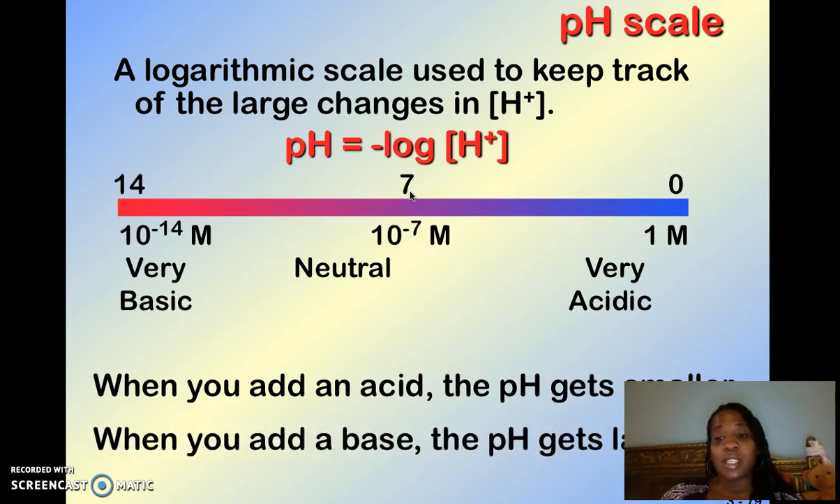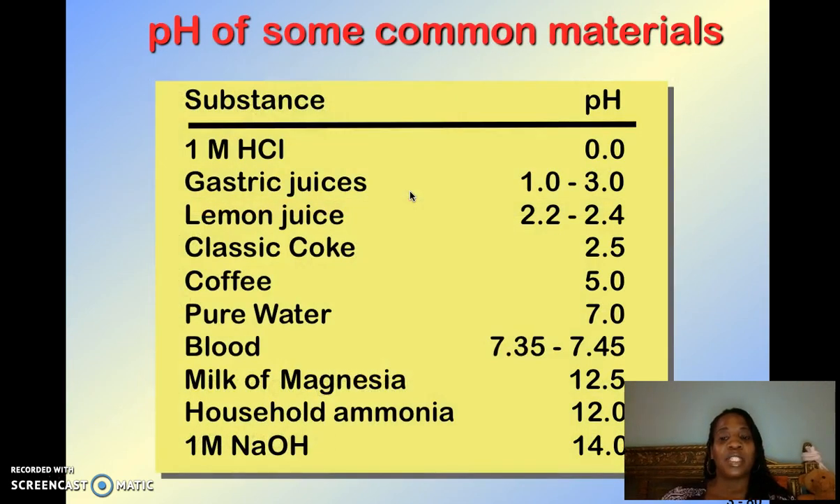The more basic the solution, the higher the pH value. So, just to give you an idea of some common acids and bases, if you think about your stomach acid, your stomach produces hydrochloric acid to assist with the digestion of protein. Your gastric juices, or your hydrochloric acid in your stomach, is between 1 and 3.